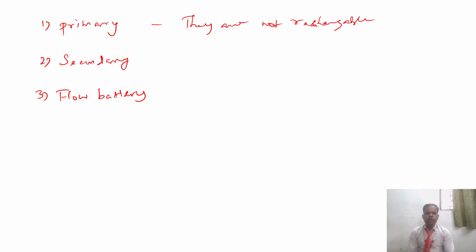These types of batteries are primary batteries. Best example may be a clock battery, like a dry cell or Leclanche cell. Now, secondary battery.